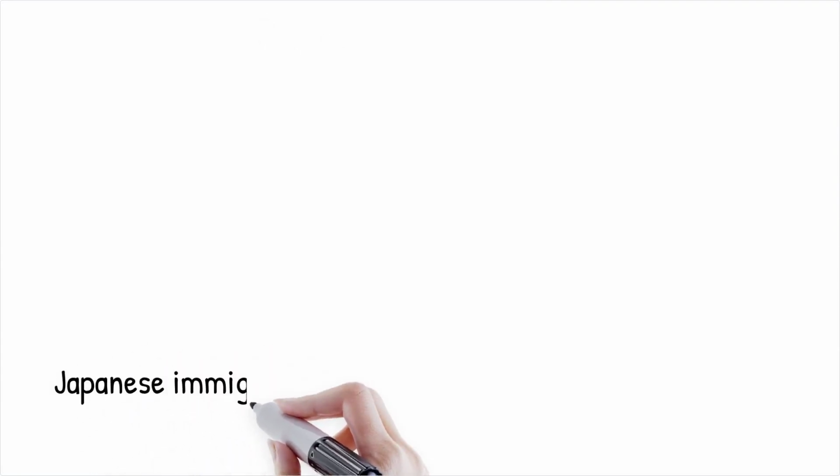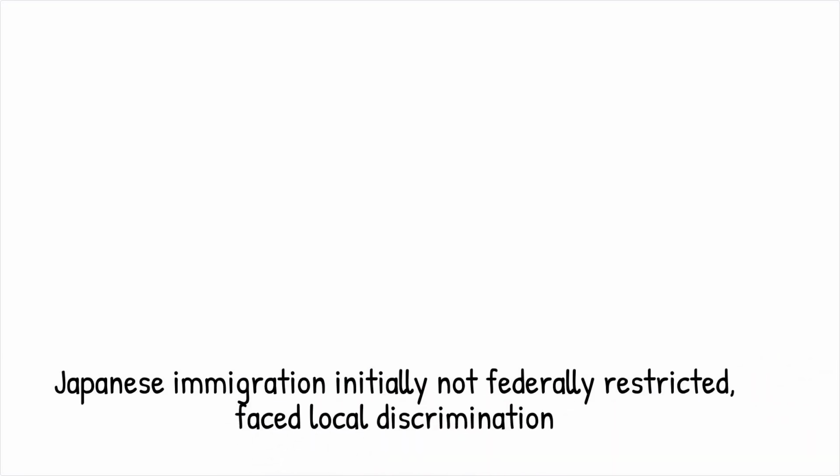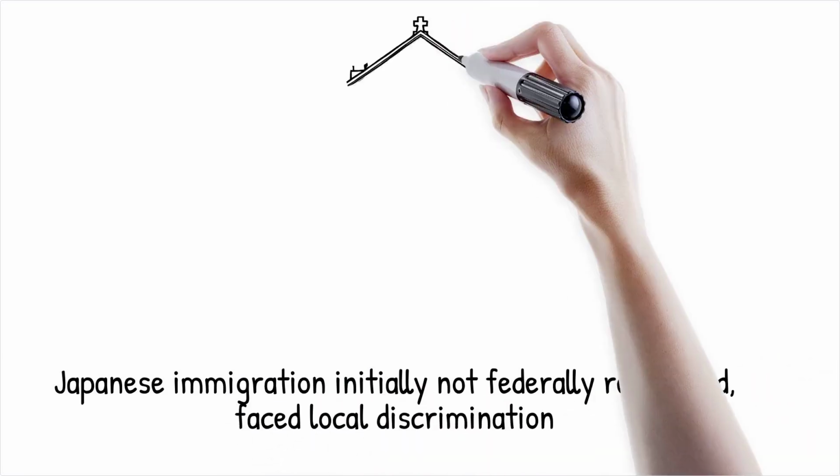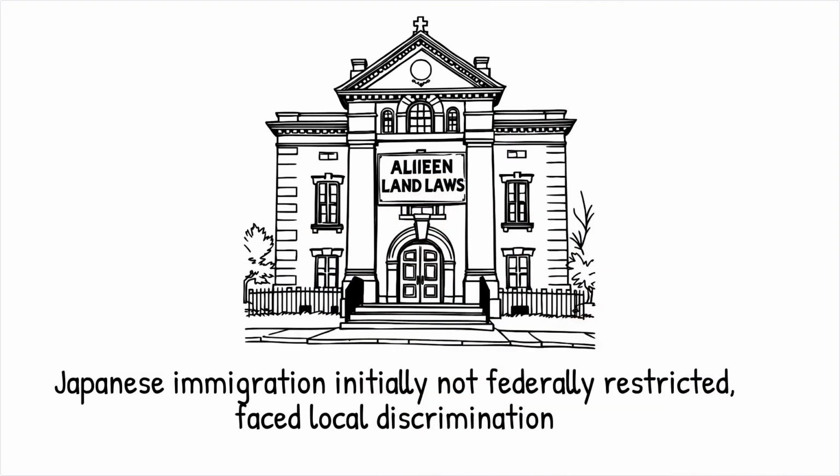While the Chinese Exclusion Act of 1882 targeted Chinese laborers, Japanese immigration was not yet restricted by federal law, but local and state governments often enacted discriminatory measures, such as alien land laws.